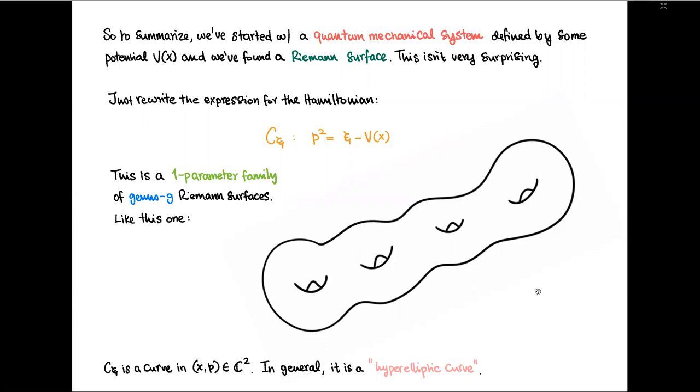So, you assume that V is a polynomial, or do you also deal with more general? Yeah, okay. In this case, I'm assuming that they're polynomial, yes.